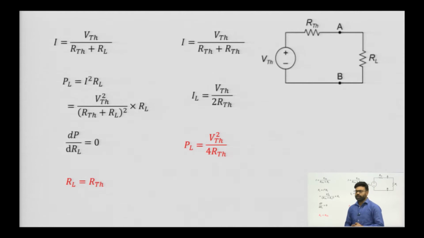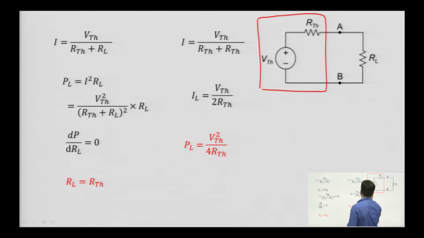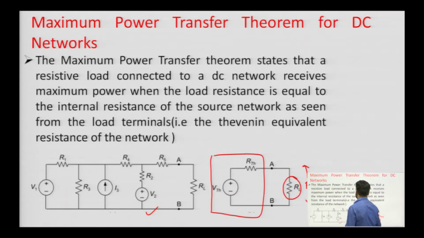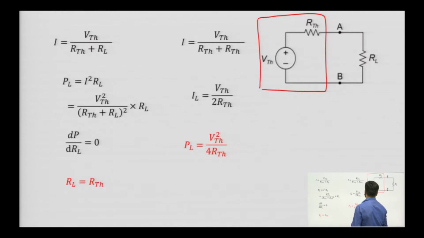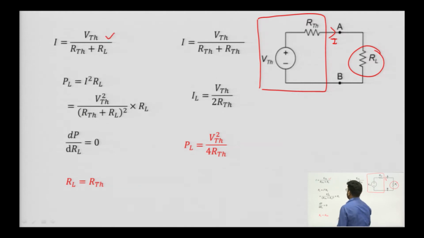To find out the maximum power, suppose this is the circuit that we have converted into our Thevenin equivalent, VTH and RTH. From any circuit we can convert it into a Thevenin voltage and Thevenin resistance, and we have a load resistance to which we need to transfer the maximum power. Then, if I say that current I is flowing, I will be equal to VTH divided by RTH plus RL. This will be the overall current.